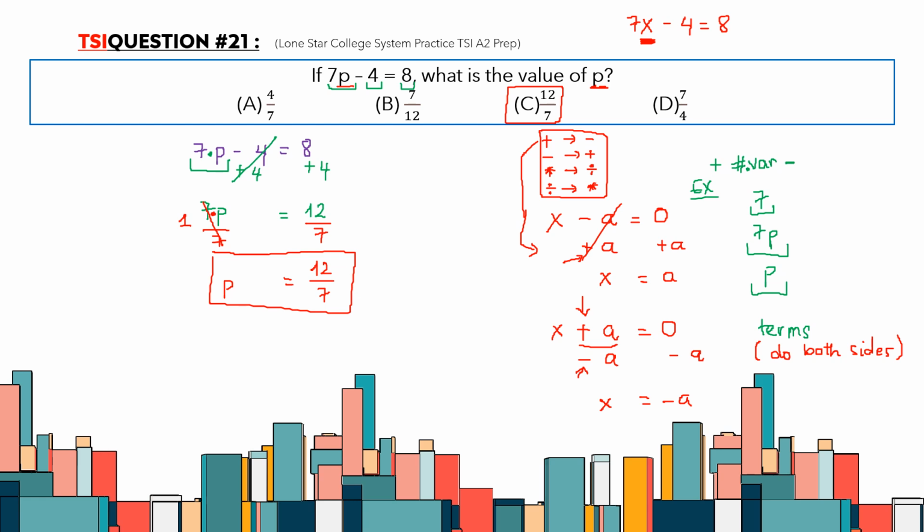Let's do something similar to the examples right here and right here. If we have a times x equals a number b, we want to isolate x, so we divide because this is multiplication. Divide both sides by the same amount, a. So we cancel this one. We are left with x equals b over a.